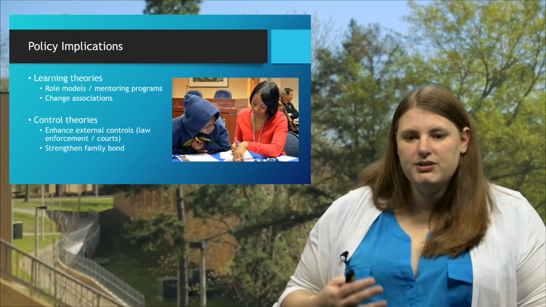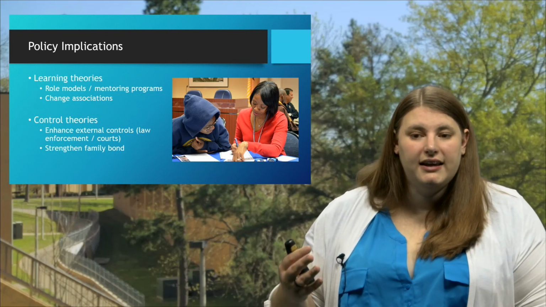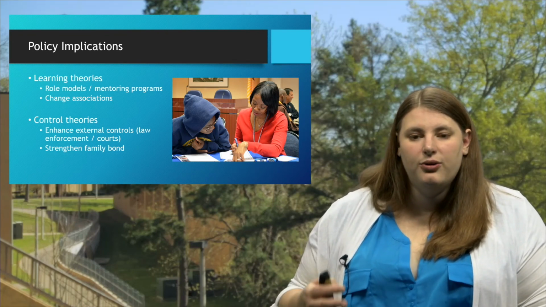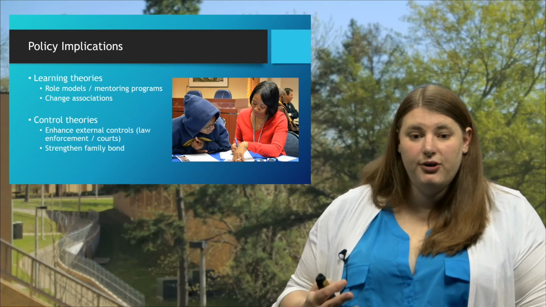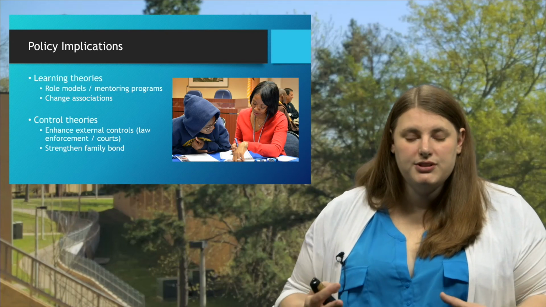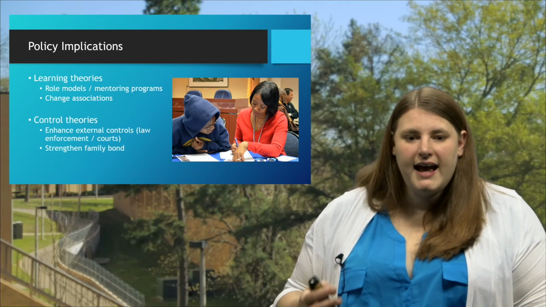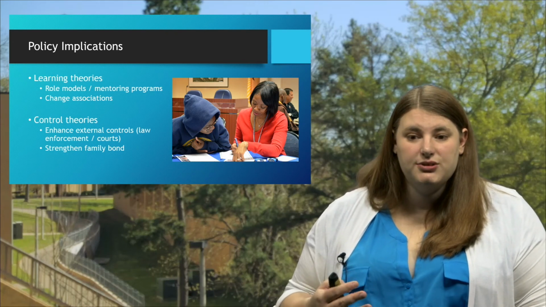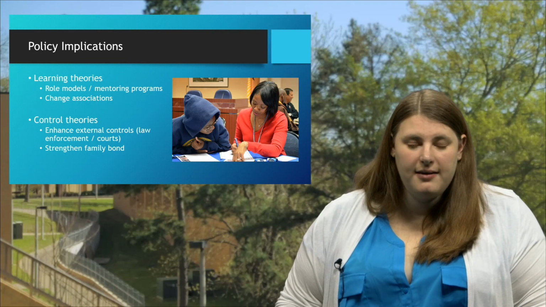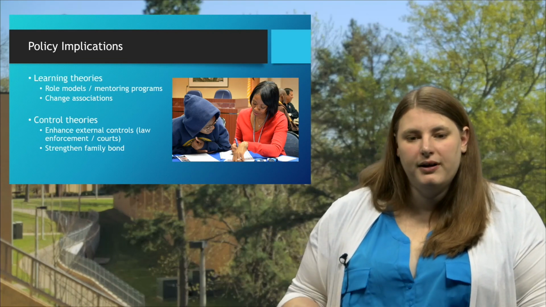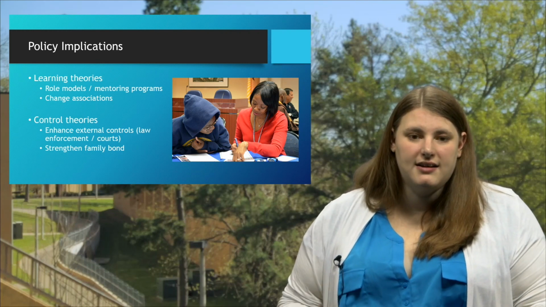On the other hand, most control theories suggest that we should focus on external controls, like increasing the presence of law enforcement or enhancing penalties with the courts. Most control theories would also suggest focusing on creating a strong, pro-social family bond, particularly in the case of Hirschi and Gottfredson's theory, as these types of attachments are essential to creating the internal controls that the individual will carry with them throughout their lifetime. Family programs that support parental involvement and education in early childhood would be ideal under this concept.